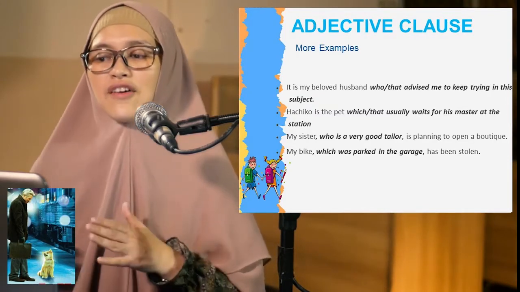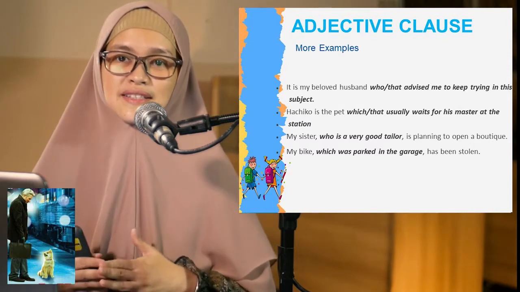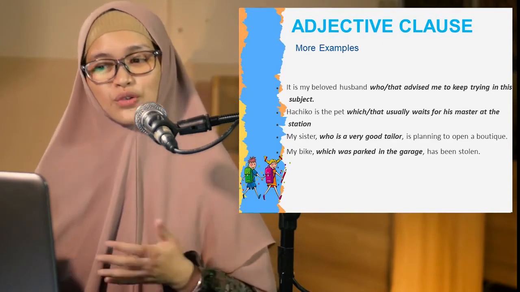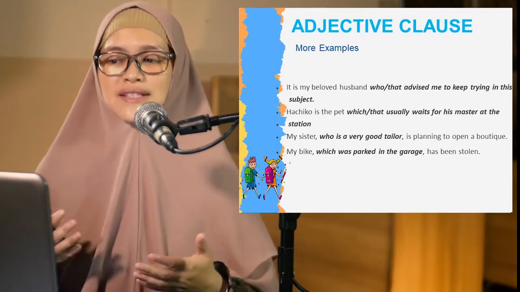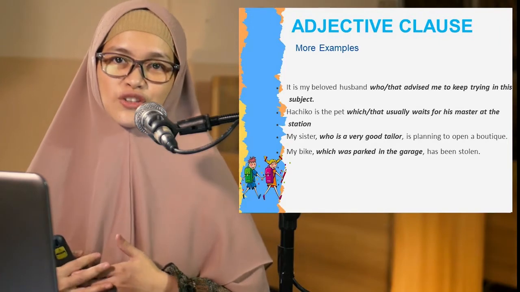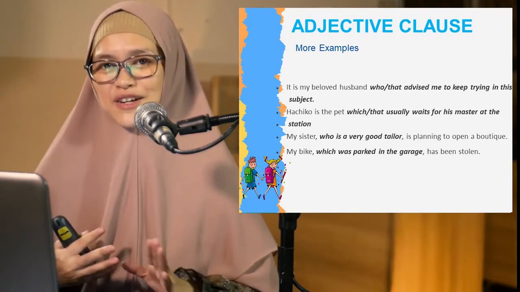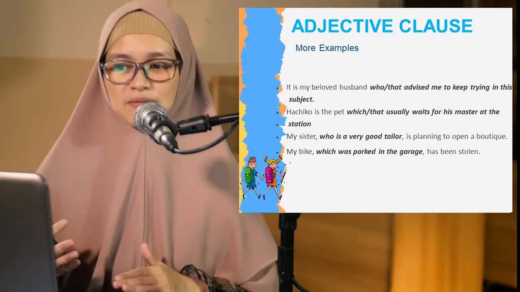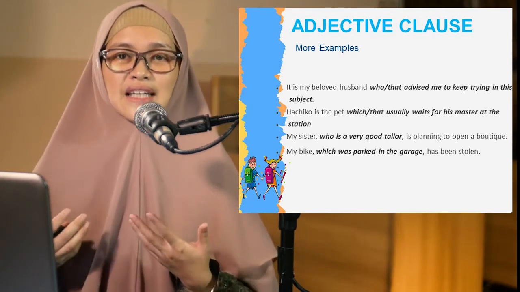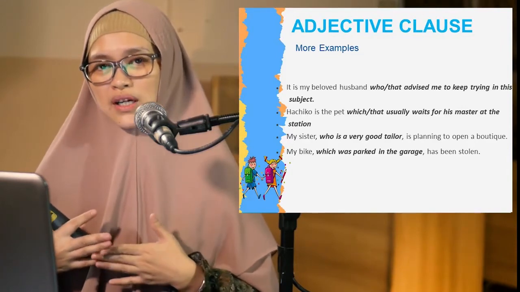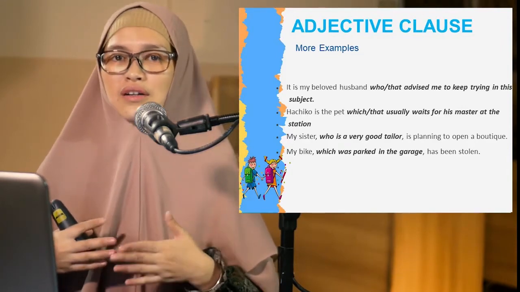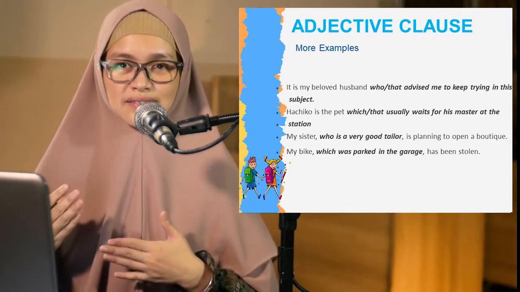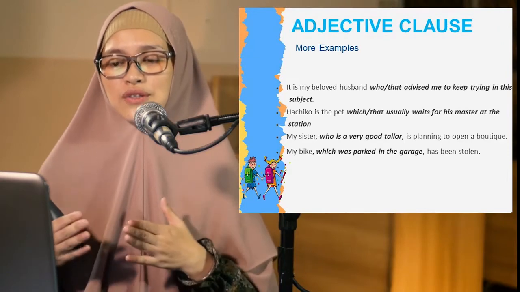usually waits for his master at the station. Okay, Hachiko, which waits for his master at the station. Not who. It is a non-human noun. We use which, or we can replace it with that. But in a non-restrictive clause, or non-defining clause, we cannot use that. So we can only use it like this.